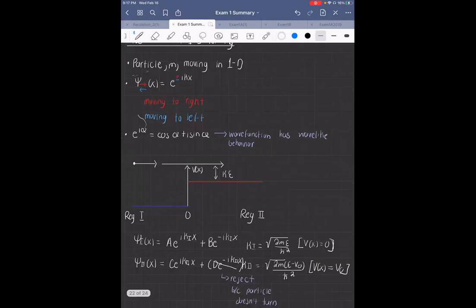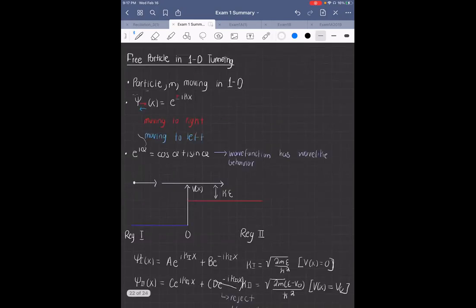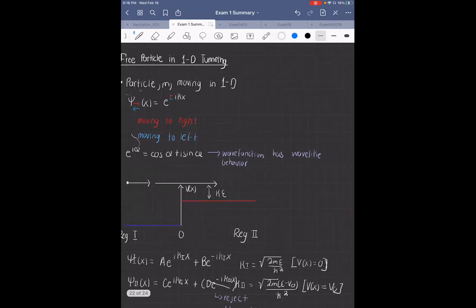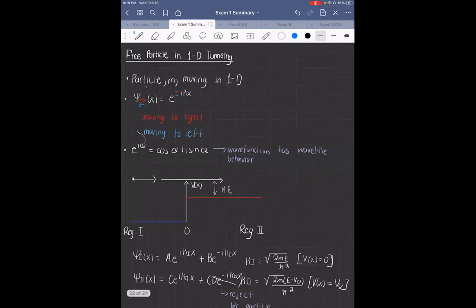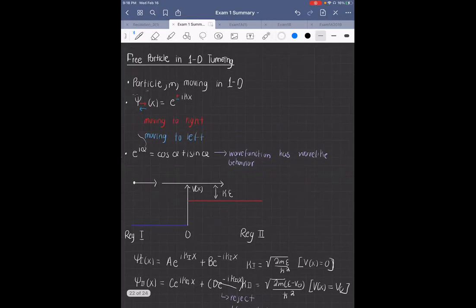Let's see. You guys learn about particle in a 1D box yet? Like tunneling at all? I don't believe so. But also, I haven't been to lecture in a while. We were going to particle in a box, but I don't know if we did tunneling yet. No.